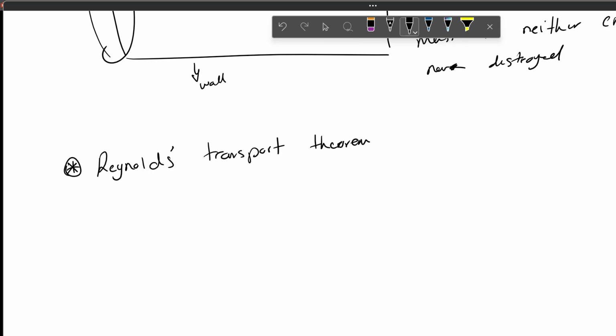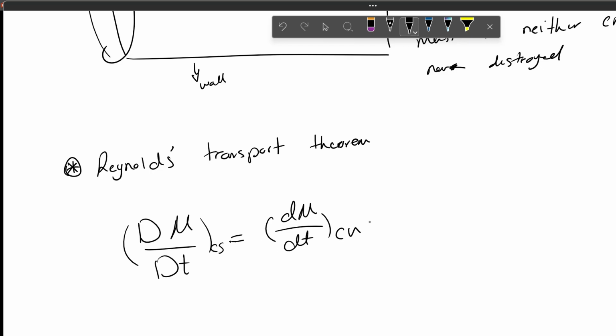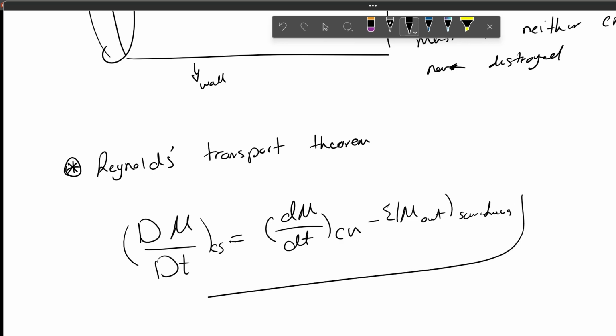Okay, what does the Reynolds transport theorem tell us? It tells us the amount of change of any parameter, let's call that parameter M, in a control system is equal to the amount of change of that parameter with respect to time in a control volume minus the flux of that parameter in and out, so sigma M out from the surfaces. This is a general equation.